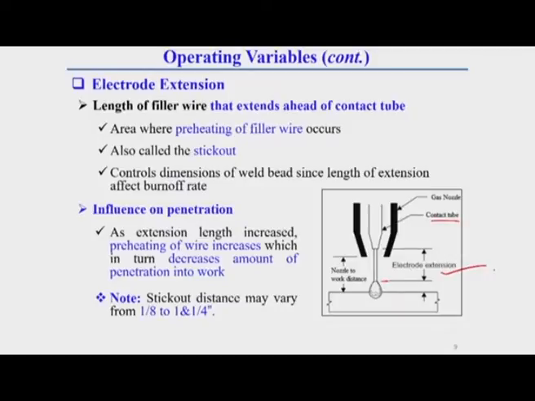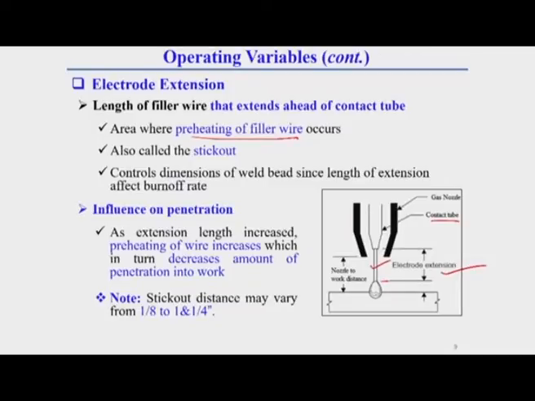Generally, once the electrode is extended in front of the contact tube, it acts as a resistance heater, because due to the flow of current through this electrode, heat is generated by Joule heating. So the electrode is preheated. That is why this electrode extension part is sometimes referred to as the area where preheating of the filler wire occurs.